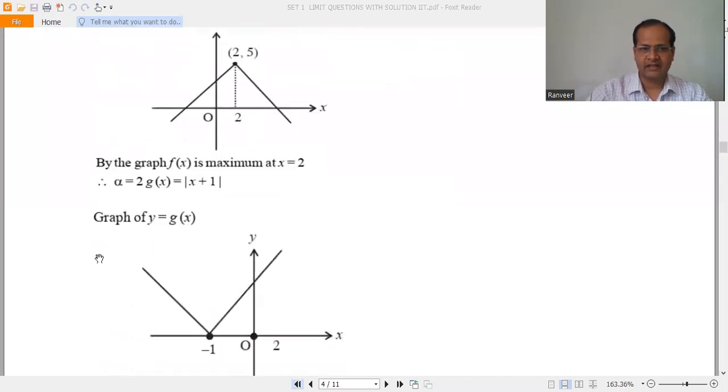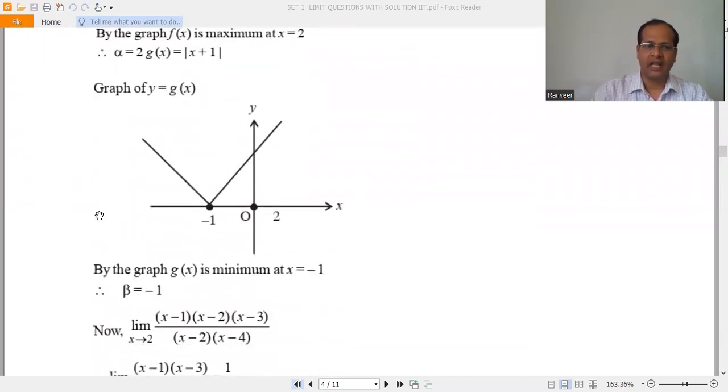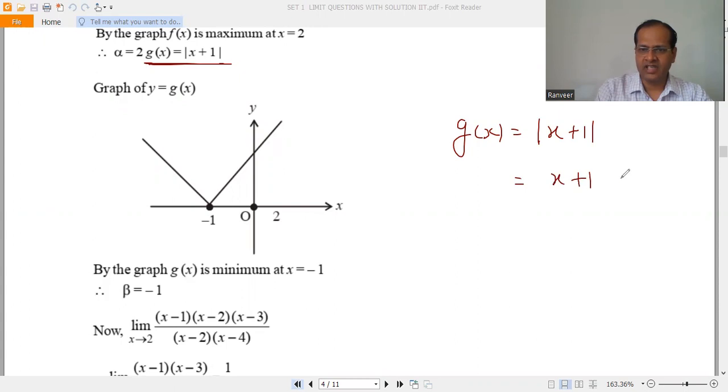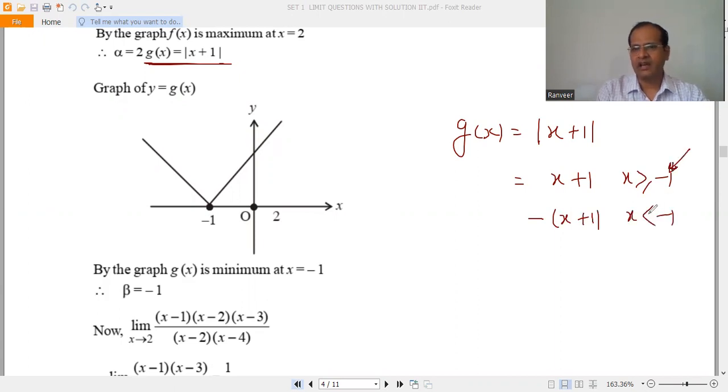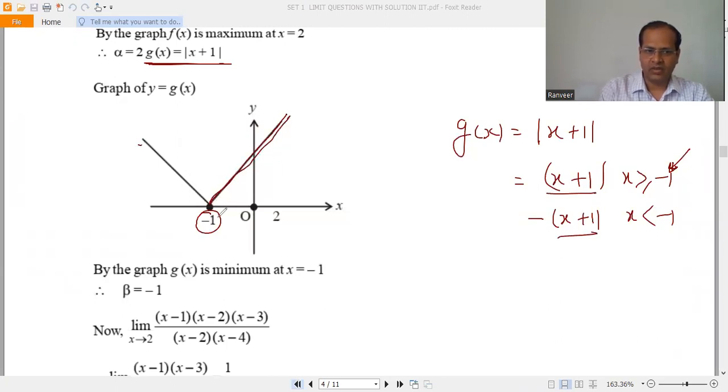Similarly, for g(x) equal to |x plus 1|, when we draw the graph of g(x) equal to mod x plus 1, you can write this is positive when x is greater than or equal to minus 1, and this is negative when x is less than minus 1. So x equal to minus 1 is the point where the graph will change its shape. Correct? So x equal to minus 1 is the critical point, and after that it is nothing but a straight line graph. So this is the minimum value, at minus 1.